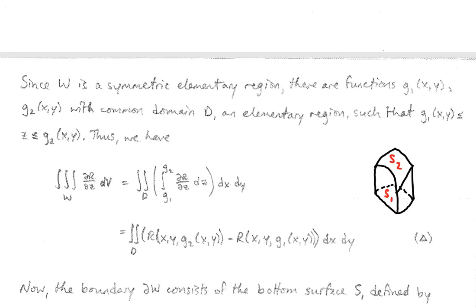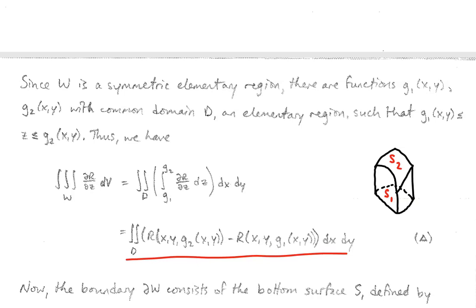So if I take R sub z and integrate it with respect to z, that's just going to get me back to whatever R was, R of x, y, z. But now take your top bound, plug it in for z, take your bottom bound, plug it in for z, take the difference, and you're left with this guy right here.